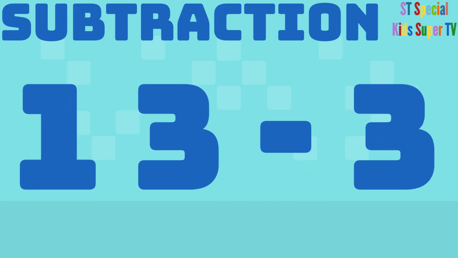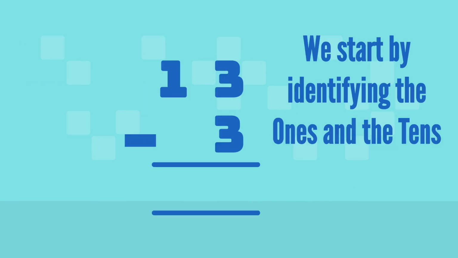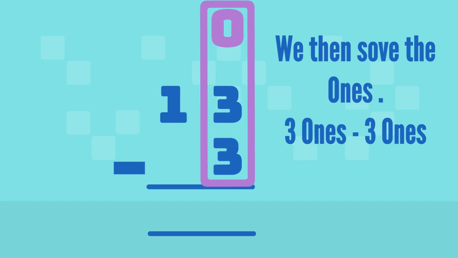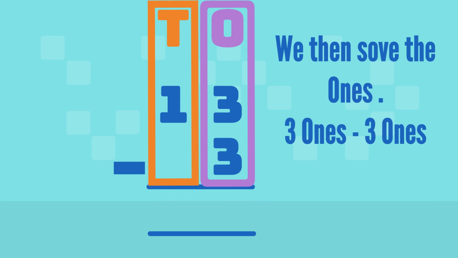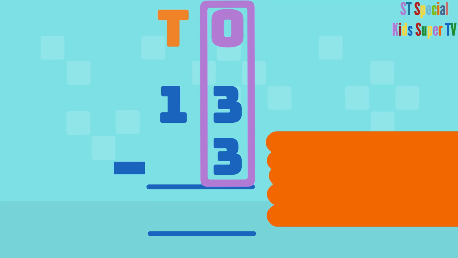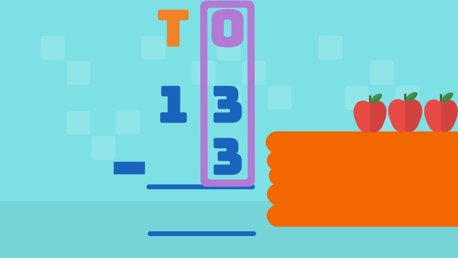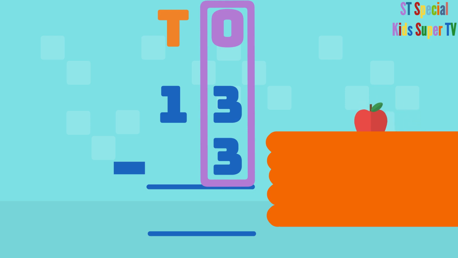Let's now calculate 13 minus 3. We start by identifying the ones and the tens. We then solve the ones. 3 ones minus 3 ones. 1, 2, 3 apples minus 3 apples. So we take away 1, 2, 3 apples. The answer is 0 apples.